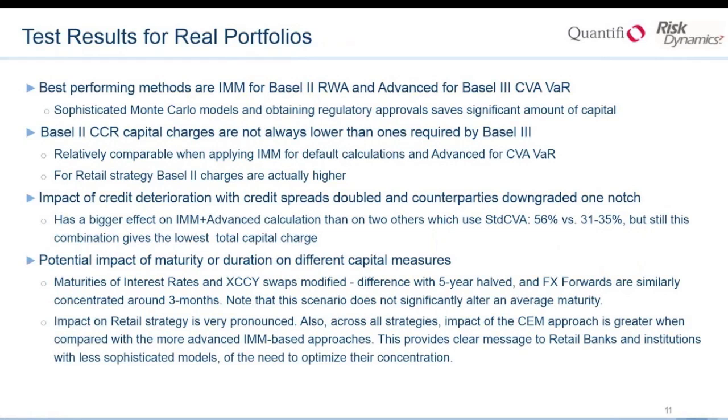We showed that the impact of credit deterioration, with credit spread doubled and counterparty downgraded one notch, is bigger on IMM and advanced calculation, but still this combination gives the lowest total capital charge. And now to conclude this section, I pass the microphone back to Aurelia.